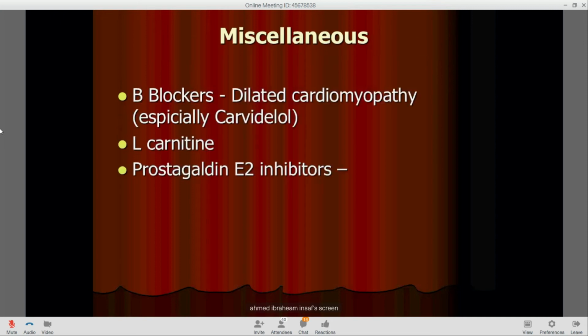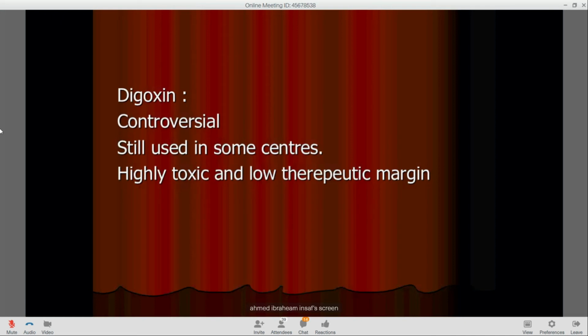Beta blockers are used only in dilated cardiomyopathy. L-carnitine is also an amino acid used for dilated cardiomyopathy. Digoxin is controversial. So now we treat: we give a diuretic, we give an angiotensin converting enzyme inhibitor unless he has aortic or mitral stenosis.